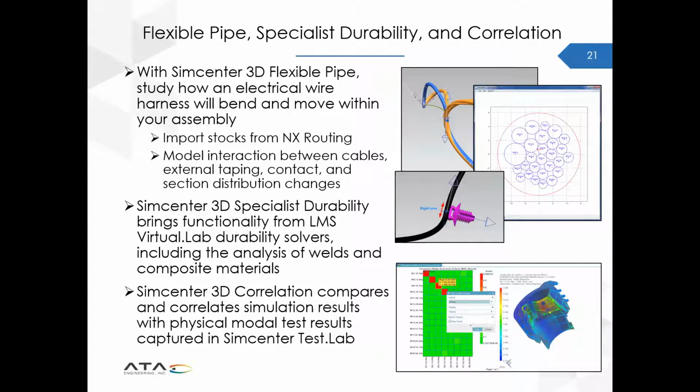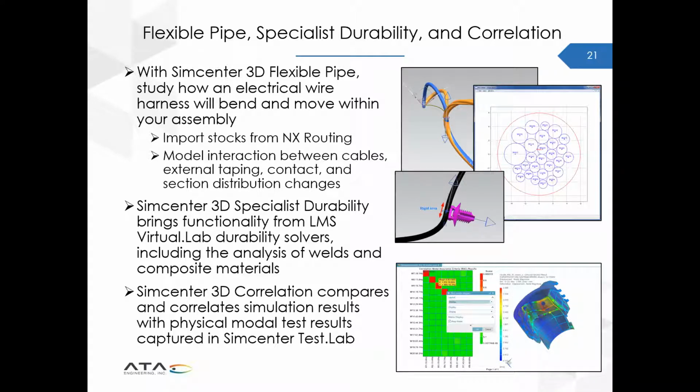And then finally, for Simcenter 3D flexible pipe, we can study how an electrical wire harness or sub-harness will bend and move within an assembly. Simcenter 3D flexible pipe starts off by importing stocks from NX routing, and it models the interaction between all cables, external taping, contact, and possible section distribution changes, so that we can get a deeper insight into how a wire harness will behave in a moving mechanism.